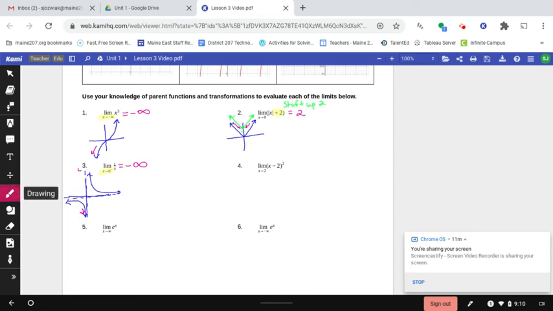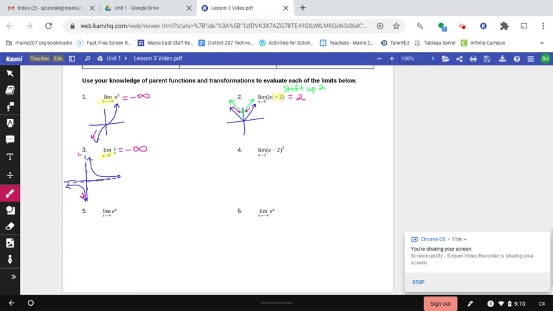All right, question number 4. So we're going to look at the limit of x minus 2 squared as x approaches 2. So let's think about what this graph looks like. Well, the basic parent function is going to be x squared, which means we're going to have a parabola that's centered at 0, 0. That's our basic parent function. But we notice that there's a shift here, right? There's a transformation that's going to make this move. So this is going to shift our graph right 2.